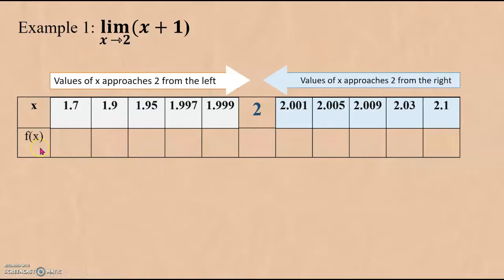Now, how do we get the value of f of x? All we have to do is to evaluate our function. Our function is x plus 1. When x is 1.7, f of x would be equal to 1.7 plus 1. So when x is 1.7, f of x is 2.7.